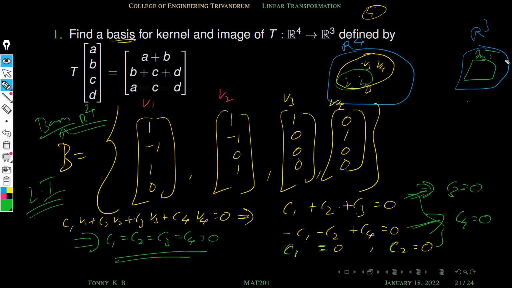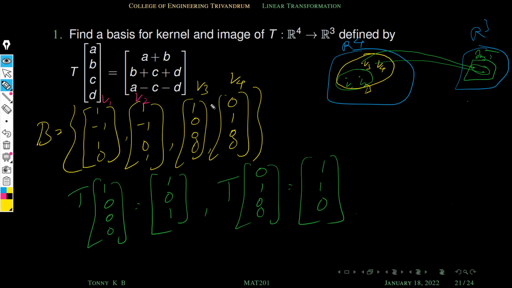Suppose this is image of T. Then how to find the basis of image of T? You simply take the images of the new elements. That means T of V3 and T of V4. This new set forms a basis. So what is T of V3 and T of V4? Yes. So T of V3, that is T of 1 0 0 0.